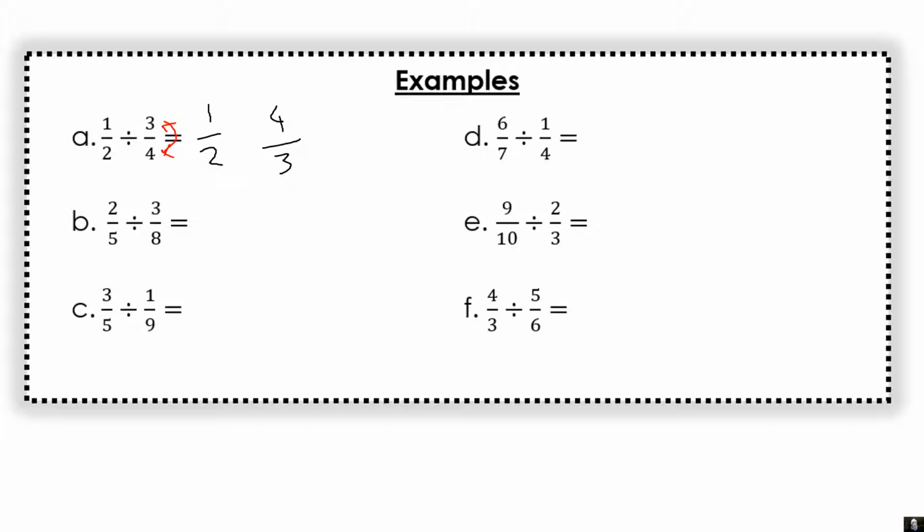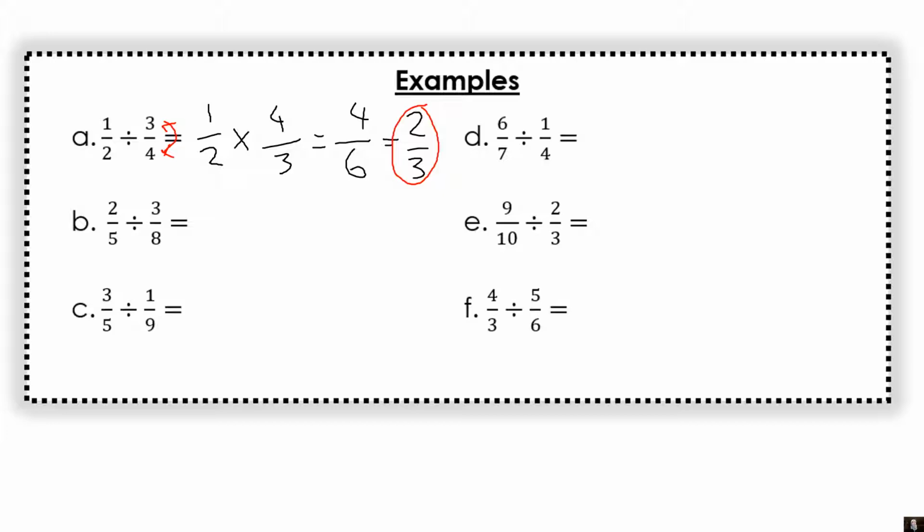Now instead of dividing, we're going to multiply. So it becomes 1 times 4 is 4 and 2 times 3 is 6. Now we can simplify our answer. We can divide by 2. And half of 4 is 2 and half of 6 is 3. So our first answer is 2/3. All right, let's have a look at B.